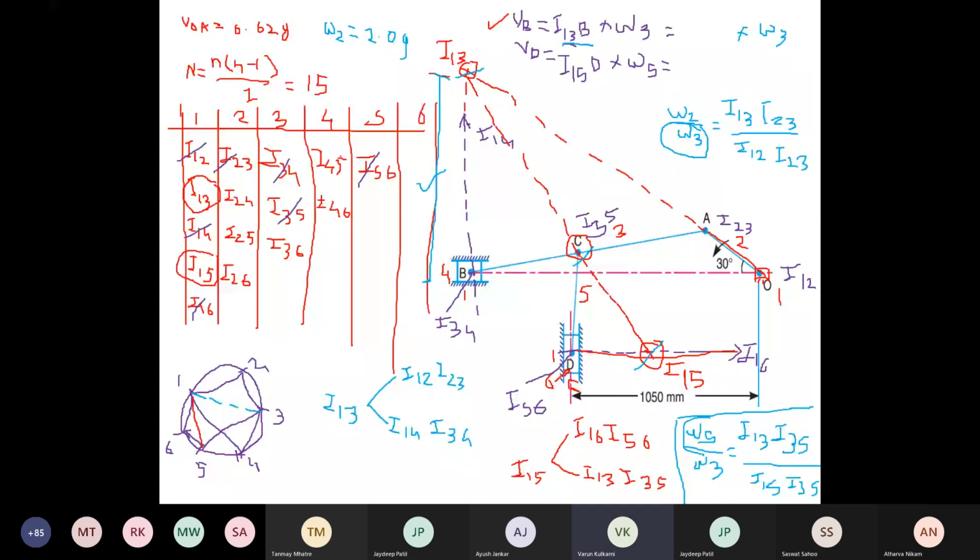ऐसा कुछ नहीं है. यू हैव टू राइट डाउन ओमेगा 3 अपॉन ओमेगा 5 और ओमेगा 5 अपॉन ओमेगा 3. Accordingly your formula get changed. ओके Okay, omega 5 मिल गया. Now you will get the velocity. Got it? Okay.